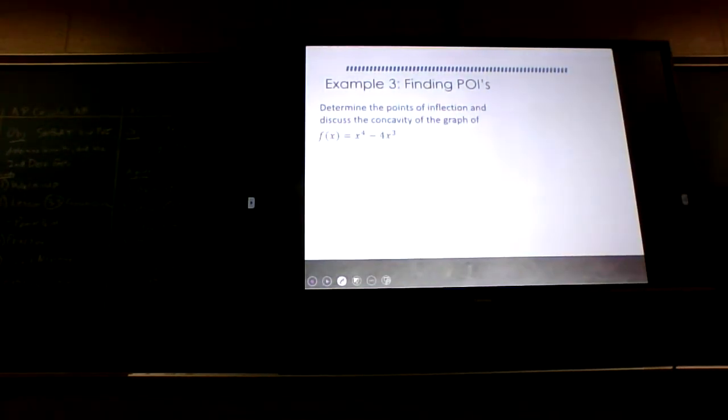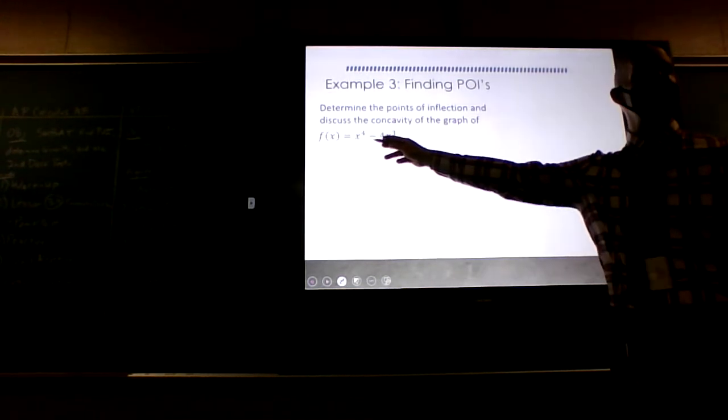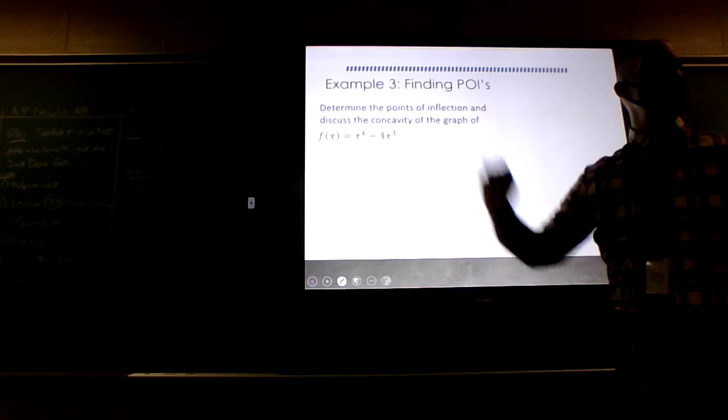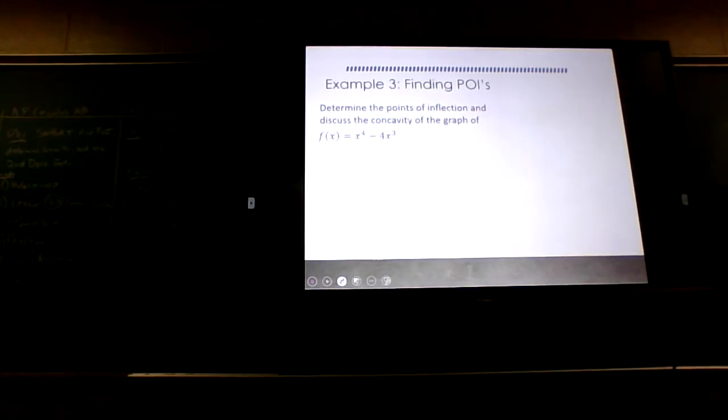Now this problem, I'm actually going to work this one out from the get-go. And the reason I'm going to do this one is because it's going to work out very nicely because it's a nice polynomial function.